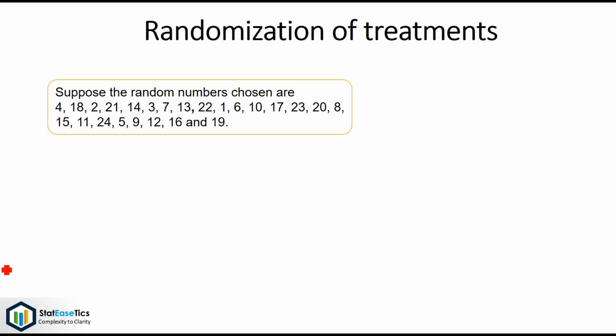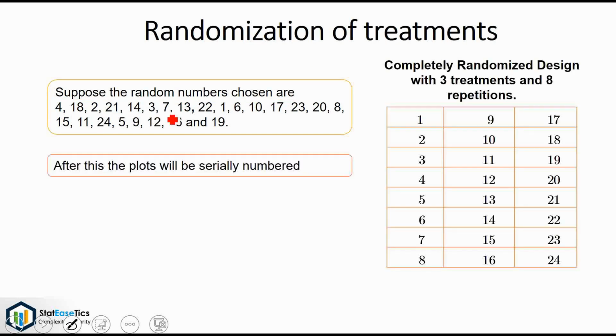Now, let's see how randomization of treatments is done. Suppose the random numbers chosen are 4, 18, 2, 21, 14, 3, 7 and so on. Then the plots will be serially numbered. That is, here you can see in the layout for completely randomized design with 3 treatments and 8 repetitions, there will be 3 cross 8, that is 24 plots. Hence, we have to number 1, 2, 3, 4 till 24 plots serially.